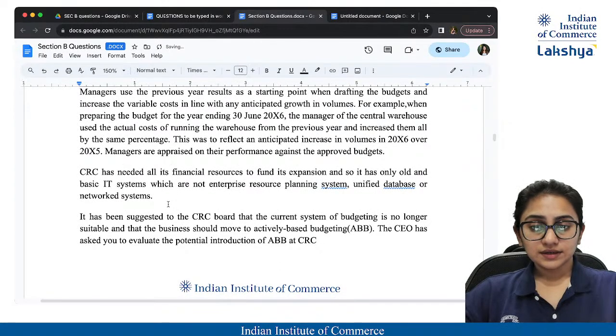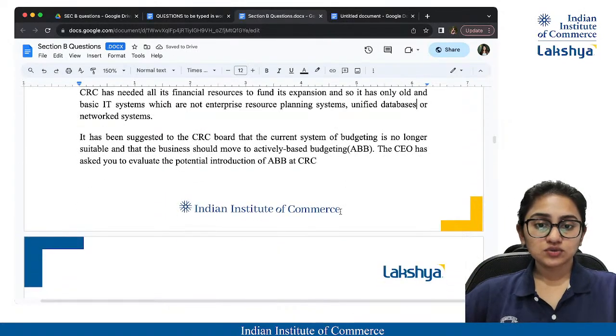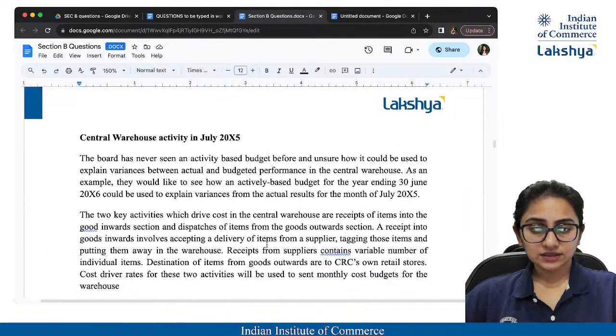CRC has needed all its financial resources to fund its expansion, and so it has only old and basic IT systems which are not enterprise resource planning systems, unified databases or network systems. It has been suggested to the CRC board that the current system of budgeting is no longer suitable and the business should move to activity-based budgeting, that is ABB. The CEO has asked you to evaluate the potential introduction of ABB at CRC.